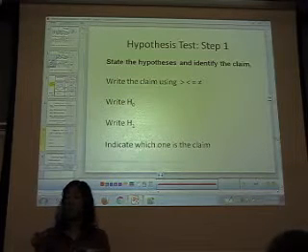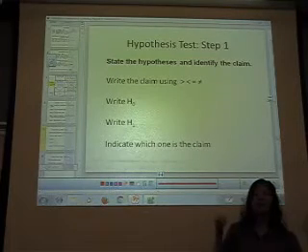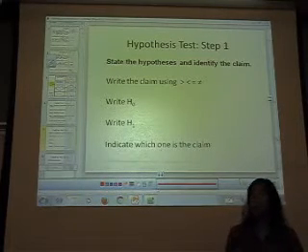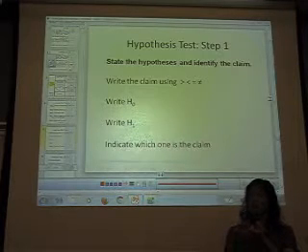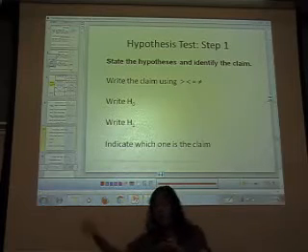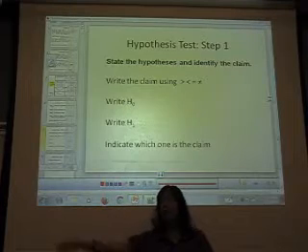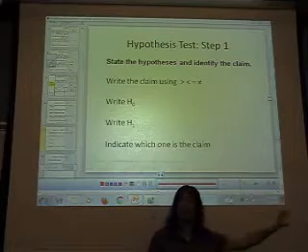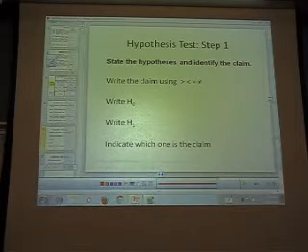The other thing is, the only time that your test is two-tailed is when your claim is equals or not equals. If your claim is less than or greater than, then you have a one-tailed test. Less than, one-tailed left-tailed. Greater than, one-tailed right-tailed. You should be good with that part.